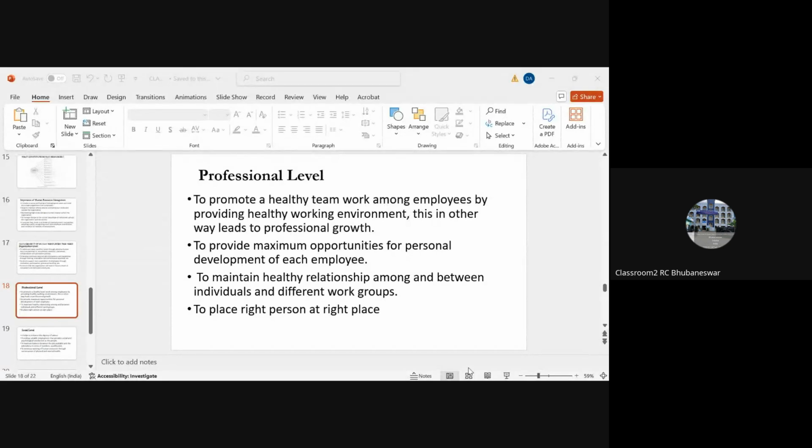To provide maximum opportunity for personal development of each employee. Every employee must be personally developed.